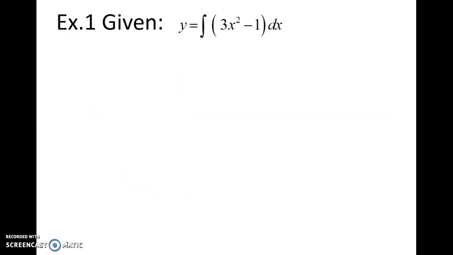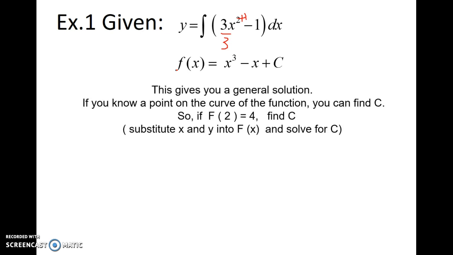For example, if we're given the integral of 3x squared minus 1 dx, let's first find the integral. We're just going to reverse the power rule. So we're going to add 1 to the power and then divide by that new power for each term. So our function will look like x cubed minus x plus some constant that we don't know what it's going to be. So they have to give us an initial condition.